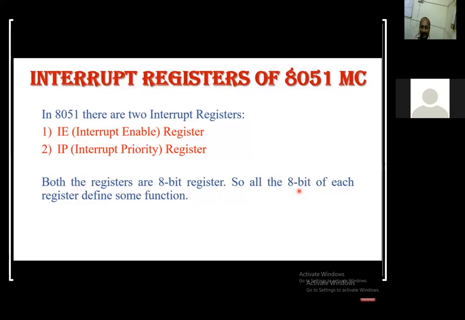The address in the RAM for this IE is A8H, an 8-bit register. As I told, the key SFR locations are very important and can be asked in MCQ questions, so you should remember them all. IE is A8, and for IP it is B8. So this is the configuration of IE and IP. Both are 8-bit registers and they are also bit addressable.